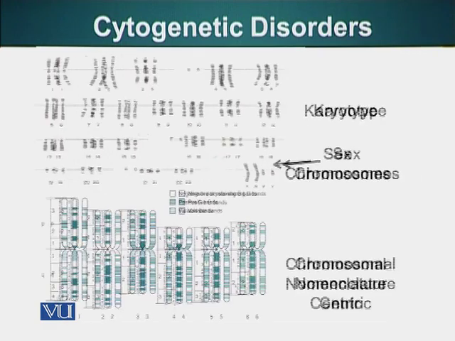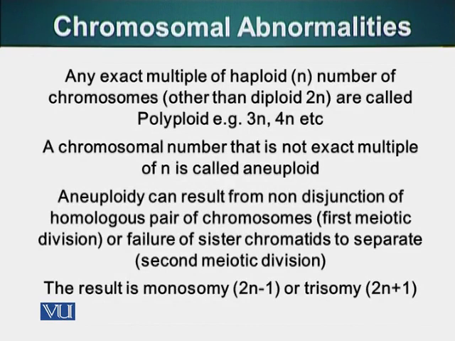Now let's move forward, and we will talk about chromosomal abnormalities, types of chromosomal abnormalities. An exact multiple of haploid, which is N, which is the number of chromosomes in a gamete, a sperm or egg, is called a polyploid.